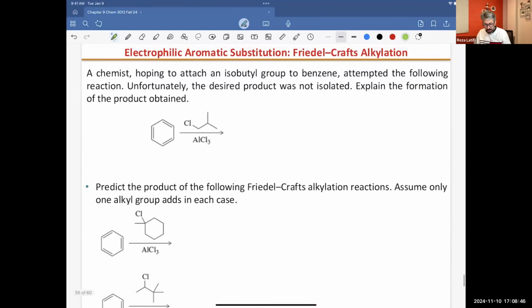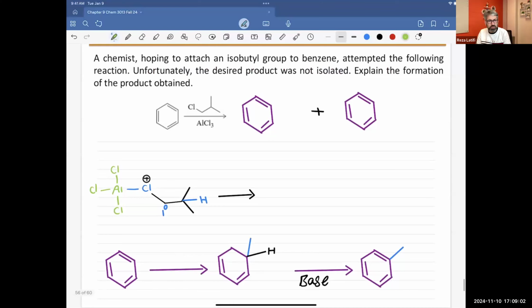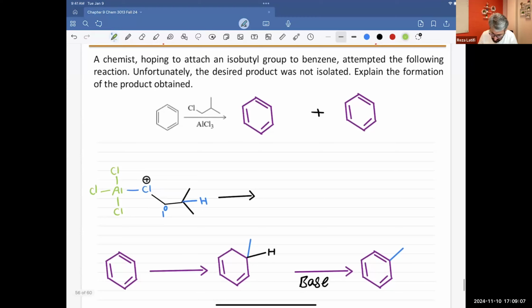Okay, now we have a student who is using this alkyl halide in the presence of aluminum chloride. First, assign how many products we can get and which one is going to be the major product. So I'm going to say the first guess is we have a primary carbon. This is a primary carbon. A primary carbon will be attached to the chlorine.